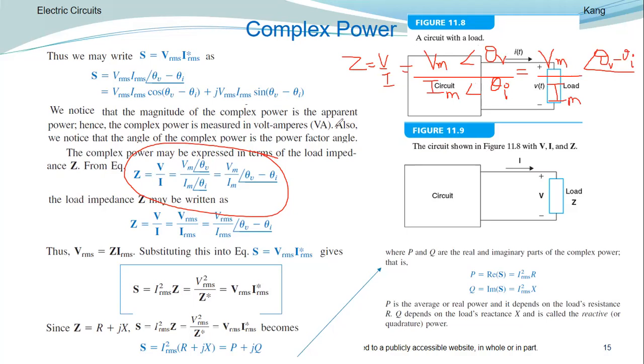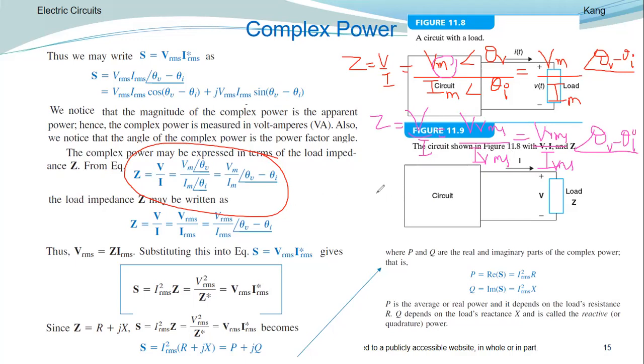Now, the load impedance, I have to elaborate it. This is basically the peak value, so I have to write it in the root mean square value. So Z equals V upon I, as V RMS divided by I RMS. So it will be V RMS divided by I RMS with the angle theta V minus theta I.